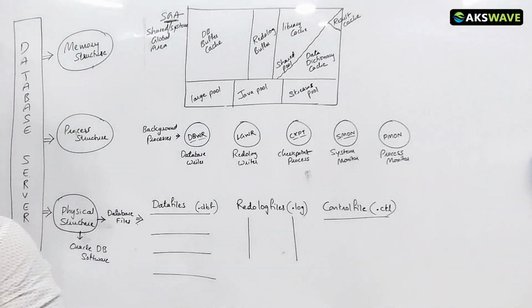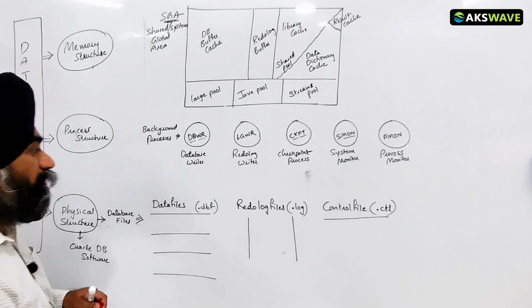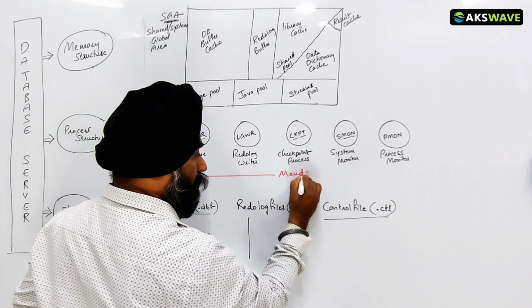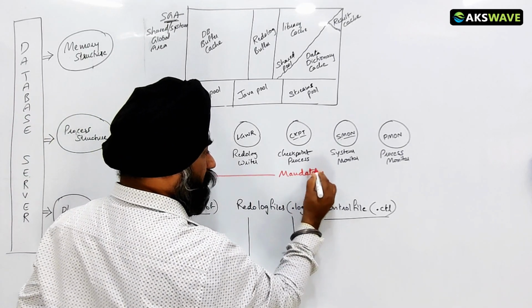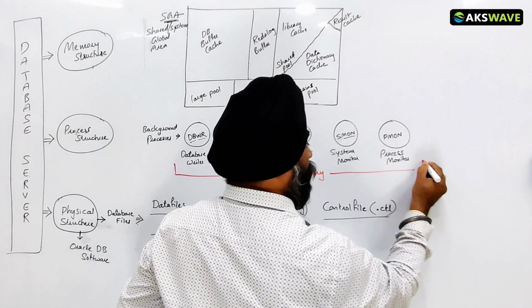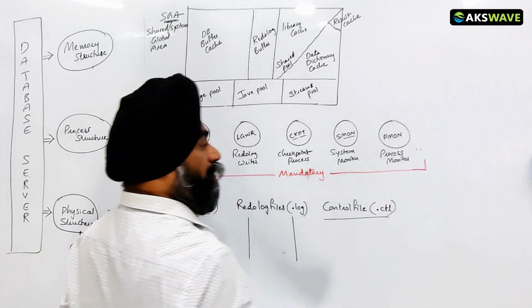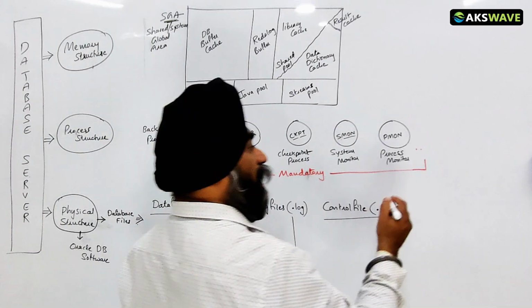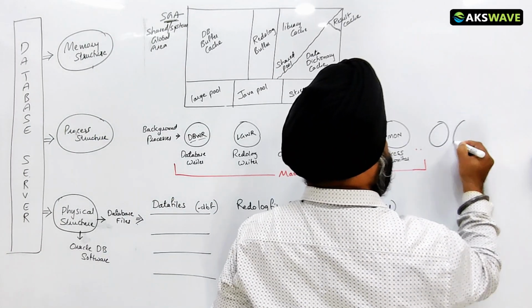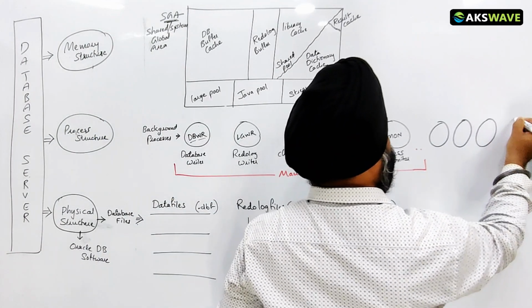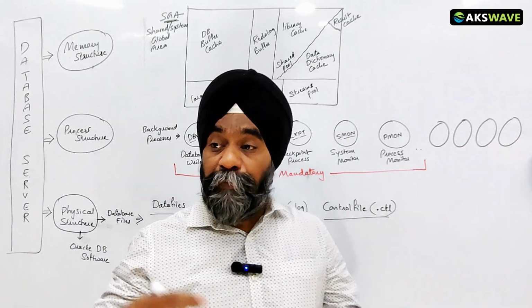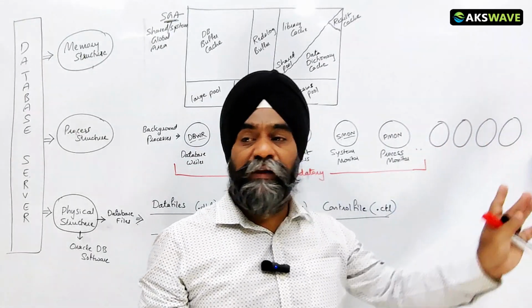Right. Normally, these are considered as, what is that? Mandatory background processes. There are many more. These are the mandatory background processes. You will have a few more additional processes too, based on the features you enable, right? To support that feature, some process will come in the background.